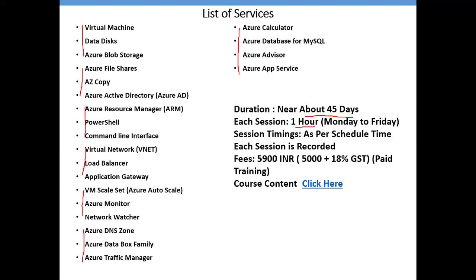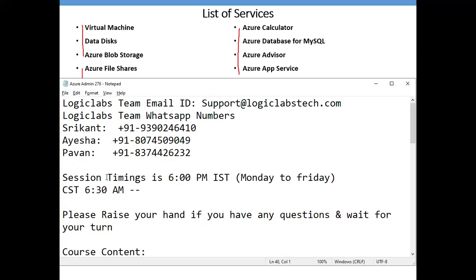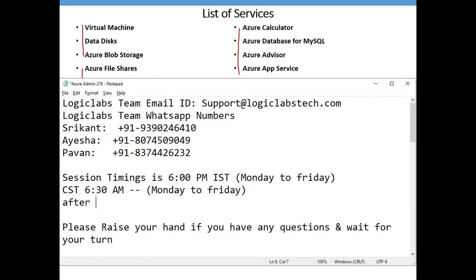Each session is going to be about 1 hour, Monday to Friday. As per India time it is Monday to Friday, and as per US timing also it is Monday to Friday. Those are in the CST time zone. Right now our time is 6:30 AM CST, Monday to Friday. After 10th of March, this is for US people, not for India people, that time is going to change from 6:30 to 7:30 AM CST, Monday to Friday.